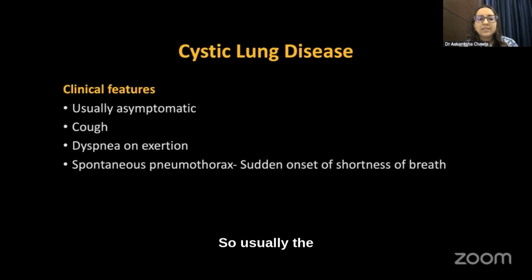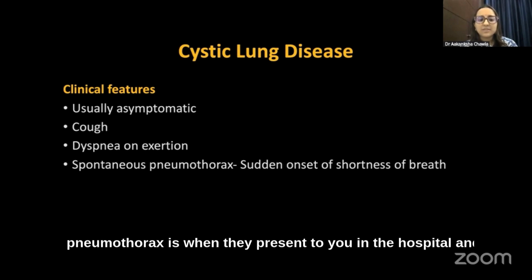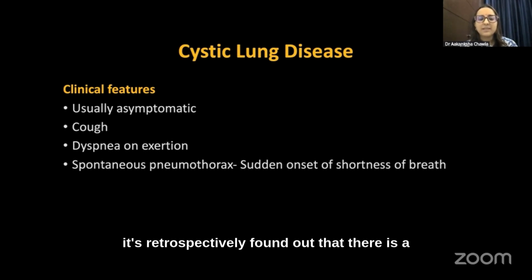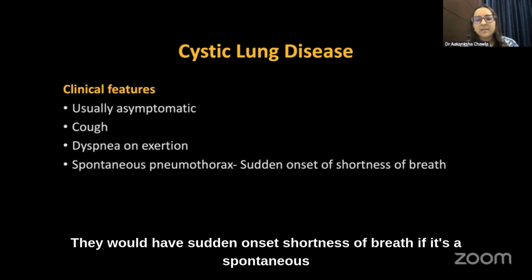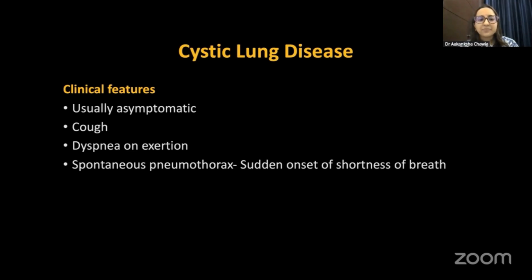Usually the presentation is asymptomatic. Patients can present with cough, maybe dyspnea on exertion. A lot of them present with spontaneous pneumothoraces when they present to you in the hospital, and it's retrospectively found out that there is a cystic lung disease. They would have sudden onset shortness of breath if it's a spontaneous pneumothorax.